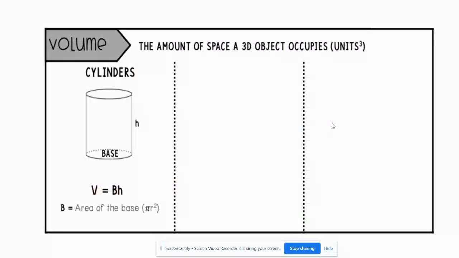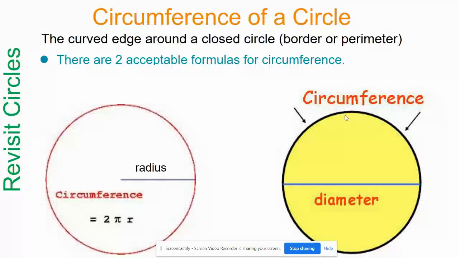So with a cylinder, you have to keep in mind it has a circular base, and we're going to be looking at the height. The formula we're going to be working with is volume is equal to big B times height. Big B represents the area of the base. If you look at your mathematics reference sheet, you will see the formula for area of a circle is pi r squared. Okay? Let's now revisit circles.